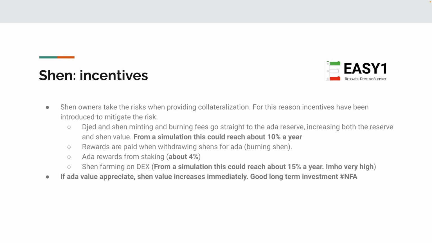We said that the first one is from minting and burning fees that go straight into the ADA reserve. So when you mint and burn both Shen and Djed, there is going to be a small fee that goes into the ADA reserve. And this increases the reserve and also means that it increases the Shen value straight away. Shahaf, in an interview with Peter Boy, said that from a simulation they've done, this could reach up to 10% a year. That I think is a little bit of a high figure, but it's very possible if Djed sees a decent enough utilization in the Cardano ecosystem. Another thing that is obviously sure is, how do you get the rewards?